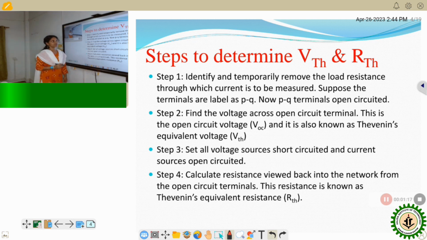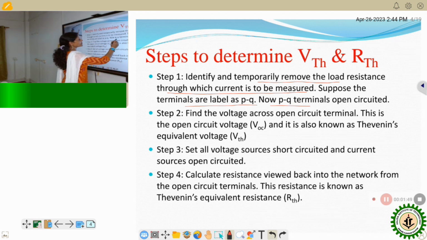Then the steps to determine VTH and RTH. That means how we can obtain a Thevenin equivalent circuit. So these are the steps. The first step: identify and temporarily remove the load resistance through which current is to be measured. That means first, by seeing a network or a circuit, identify the load resistance and then remove that load resistance from the network. Suppose the terminals are labeled as PQ. Now PQ terminals are open circuited.